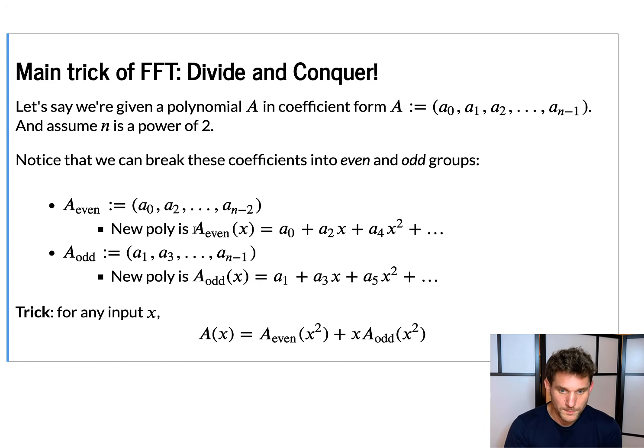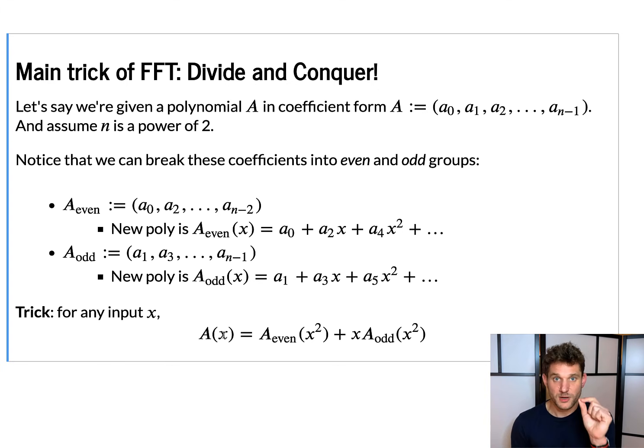What is that new polynomial? The new polynomial is a0 plus a2 times x plus a4 times x squared, right? This is the polynomial a even. I can similarly take a odd, which are the odd coefficients of this polynomial a, and define this new polynomial. The new polynomial a odd evaluated at x is just going to be a1 plus a3 times x plus a5 times x squared, and so on and so forth, right?